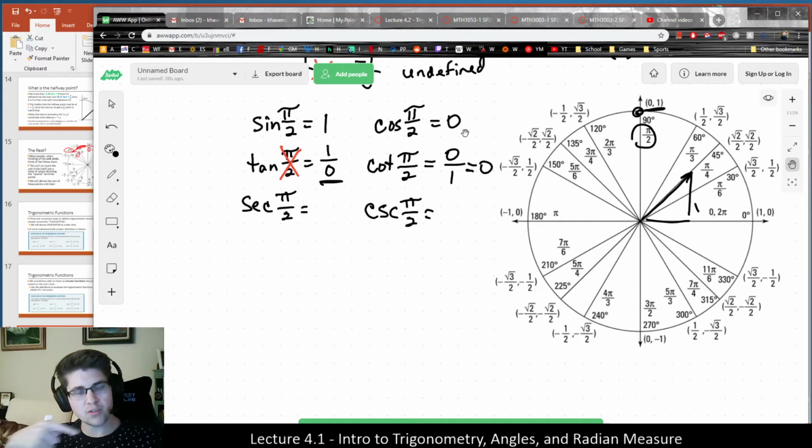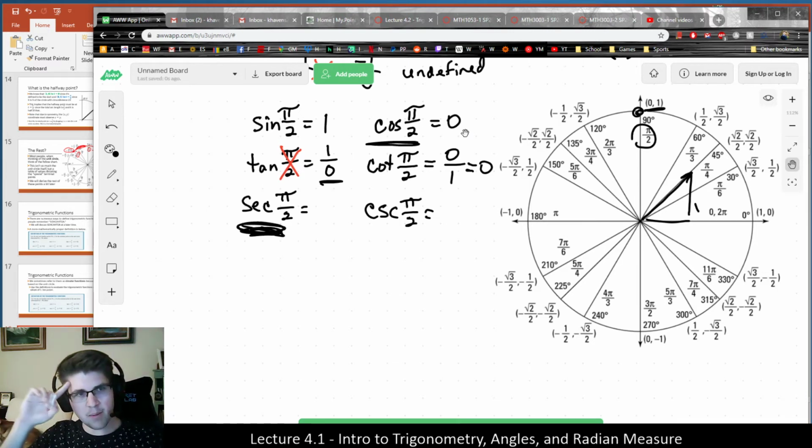The other ones are all just flips of those. So cotangent is the flip of tangent, secant is the flip of cosine, and cosecant is the flip of sine. This one's a little bit easy to get mixed up, but secant is actually reciprocal to cosine. Cosine is defined to be x. If you go back to the definition, secant is 1 over x.